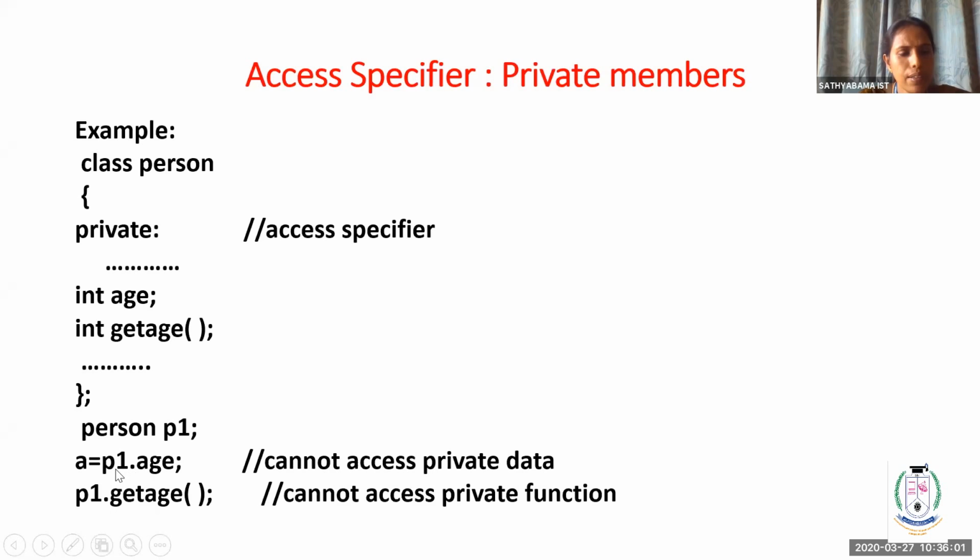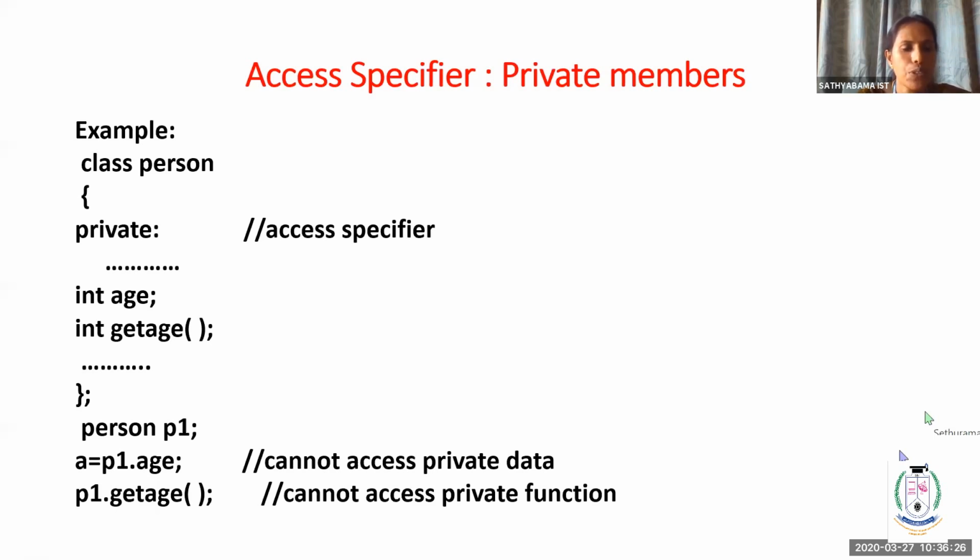Now using this object P1, that is P1 dot age, we are planning to access this data member using this object P1 dot age, and we are storing it into another variable called A. That means it is an illegal access. Why is it an illegal access? Because this particular data is present in a private member section.